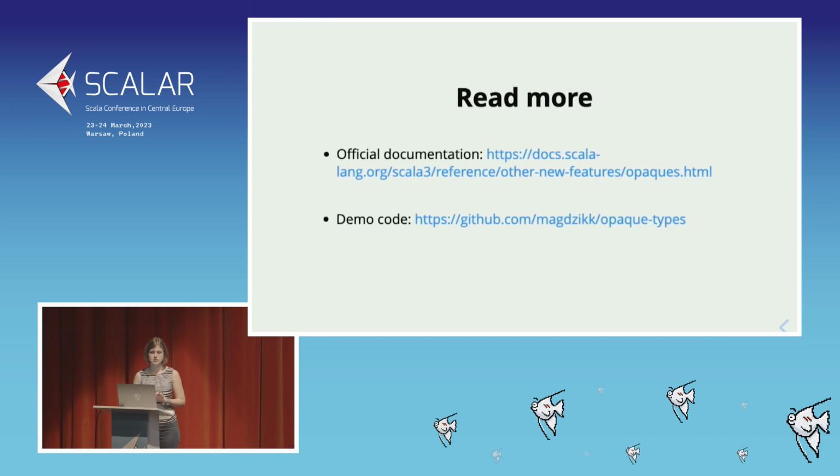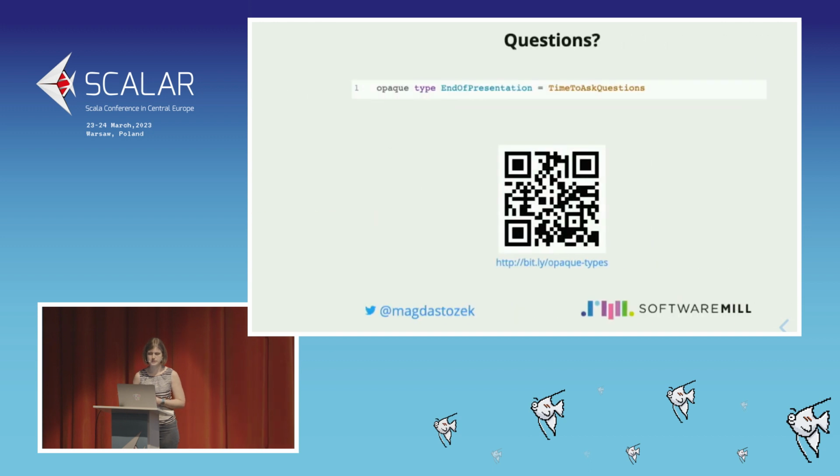And if you'd like to read more, the page about opaque types in official documentation has much more to say about the bounds and why you might want to use it, and how to work with the fact that inside the defined type, the types are equal, but outside it's hidden. And if you'd like to have a look at the demo code, it's there in the GitHub repository.